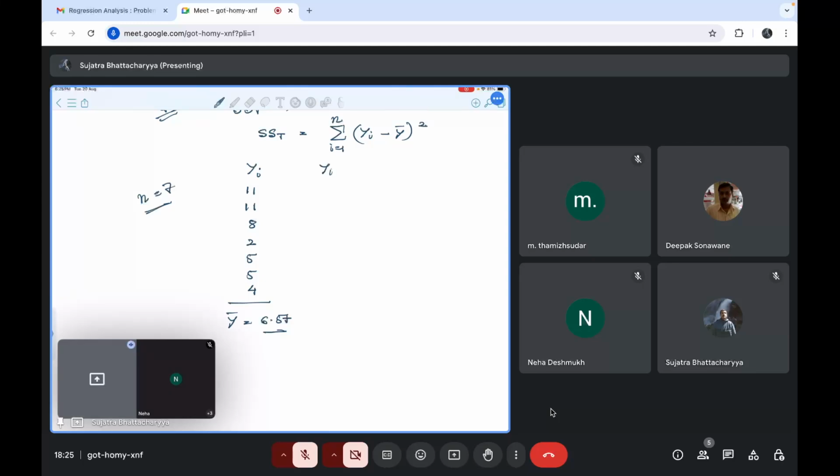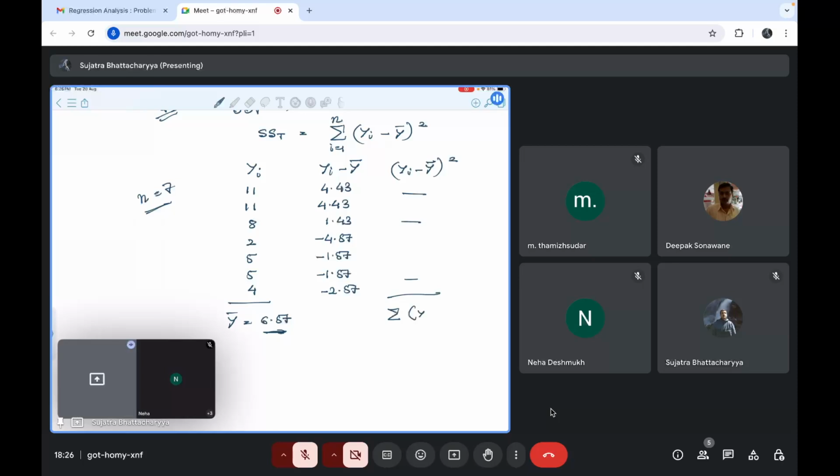Now you have to do yi minus y bar. If you do, it comes out to be 4.43. I'm just writing. Each and every element has to be subtracted from this. This is also the same. This is 1.43, minus 4.57, minus 1.57, minus 1.57 and minus 2.57. And we have to square this. I have not checked the squares, you can do it. The squares of these quantities have to be calculated here, and then you have to add them.